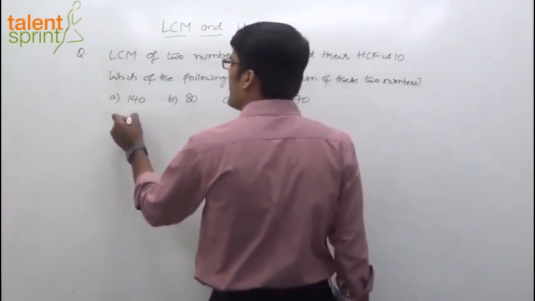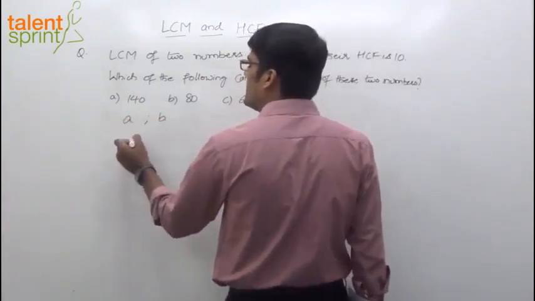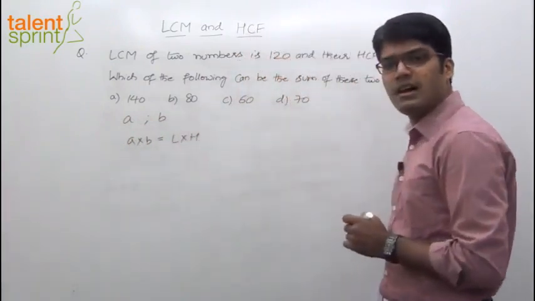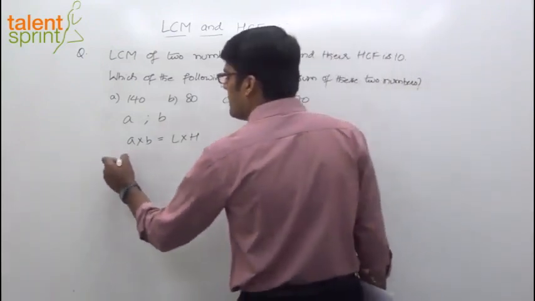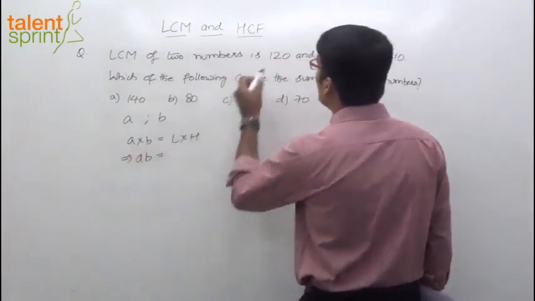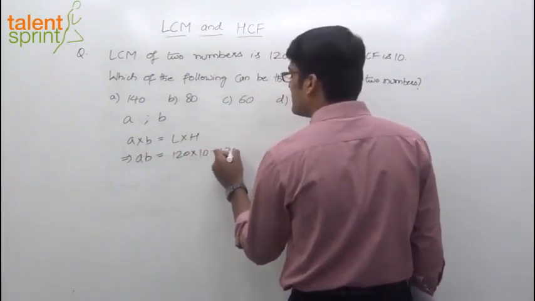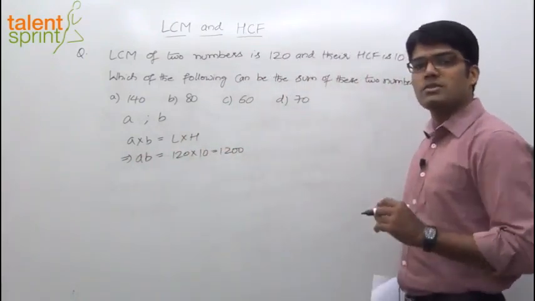Let's say that two numbers are A and B. We know that A into B is equal to LCM into HCF. Are you able to follow? So the product of two numbers, AB, is equal to 120 into the HCF 10, which is equal to 1200.